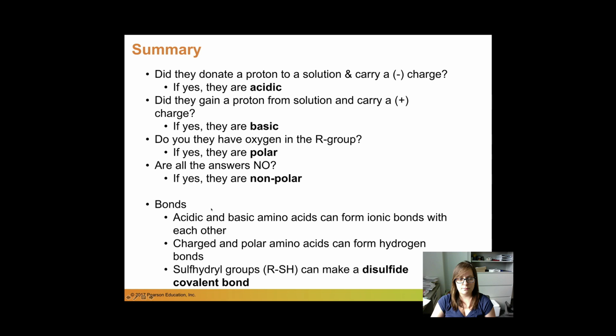Bonds are formed because of these groupings. Acidic and basic amino acids can form ionic bonds with each other. Charged and polar amino acids can form hydrogen bonds with each other. And the sulfhydryl groups can make disulfide covalent bonds. So that's how we group the R groups and how they participate in bonds. In the next video, I'll talk about structure.